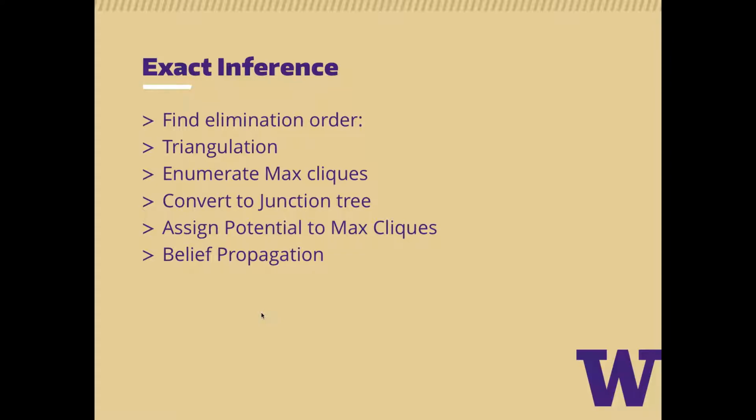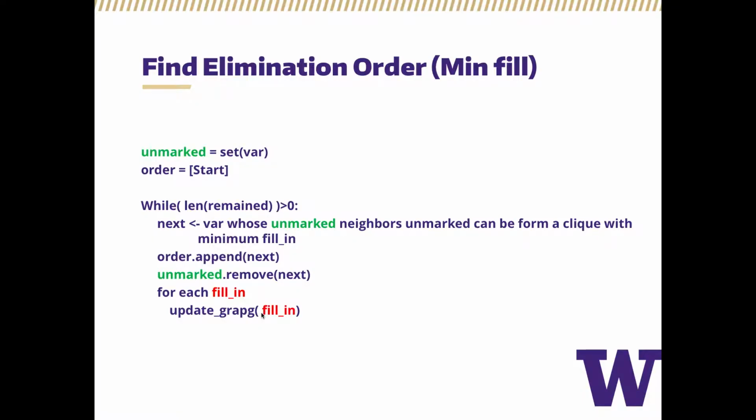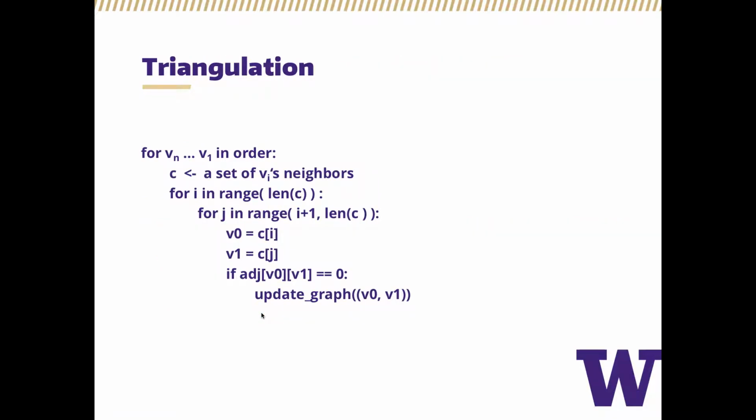These are the steps I do exact inference. First, I'll use the min-fill method to find the elimination order. Each time, it will find a variable whose unmarked neighbors can form a clique with minimal fill edges. And then I'll follow the reverse elimination order. In each iteration, a variable will be selected, and I'll check whether its neighbors can form a clique. If not, I just add some necessary edges to finish the triangulation.